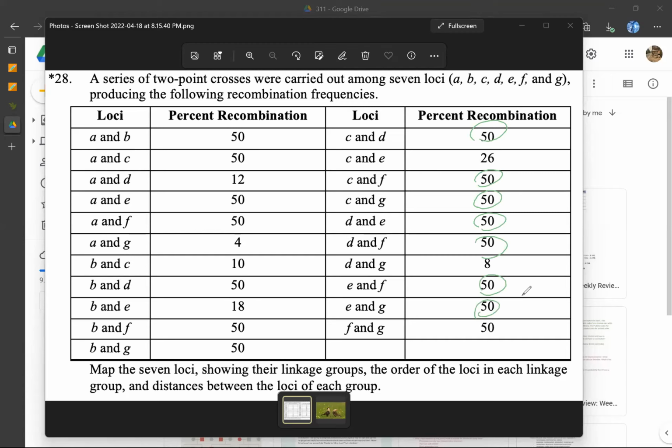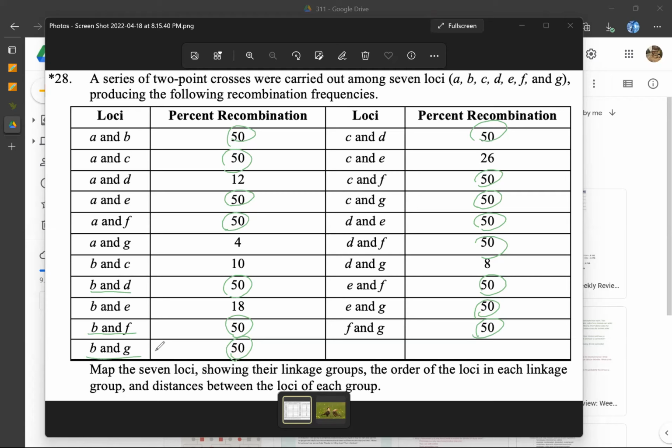Okay, so what is a 50%? Oh my, there are even more. What does 50% recombination mean? What does that tell us about the distance between B and D, B and F, B and G? That they're unlinked, exactly. And what does it mean to be unlinked? What does that mean for their distance? The amount of space between them.